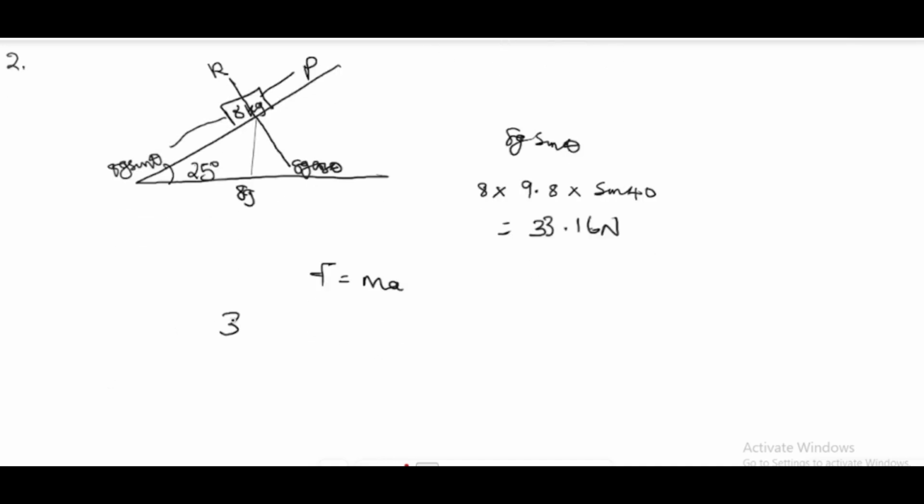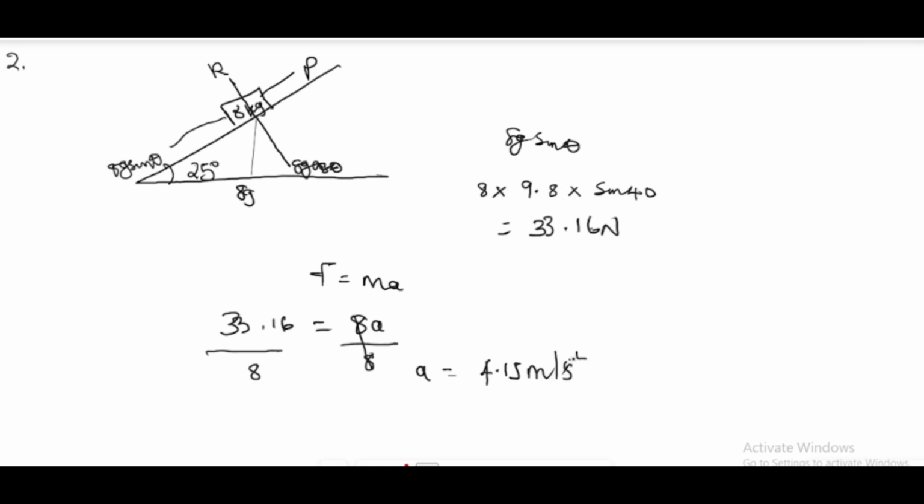So we have 33.16, which is equal to 8 times the acceleration. Dividing both sides by 8 to find our a, we have acceleration to be equal to 4.15 meter per second squared.